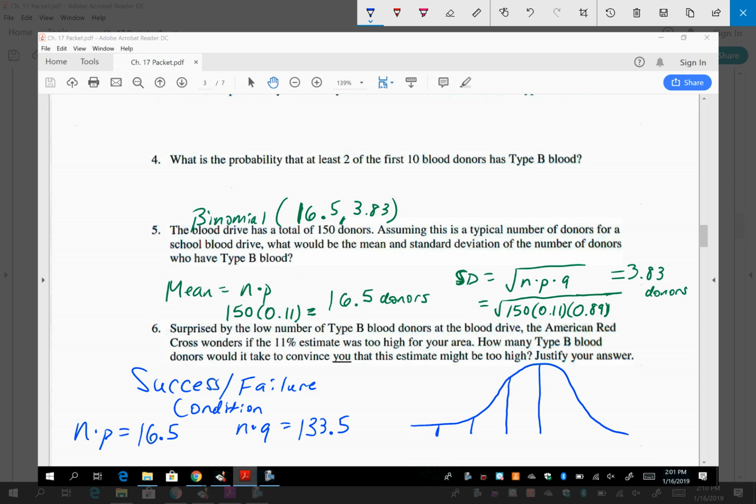So what's right in the middle? Which is 16.5. Very good. What's one standard deviation below 16.5? What's 16.5 minus 3.83? 12.67. Great. I'm just rounding. It's all good. What's 12.67 minus 3.83? 8.84. And what's 8.84 minus 3.83? 5.01.